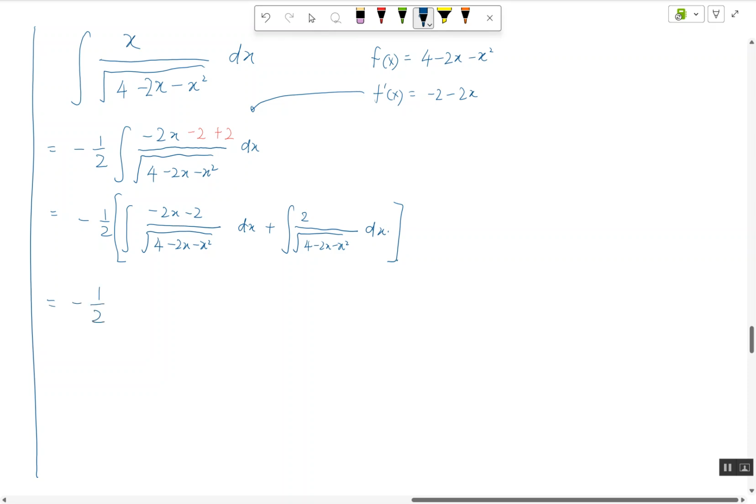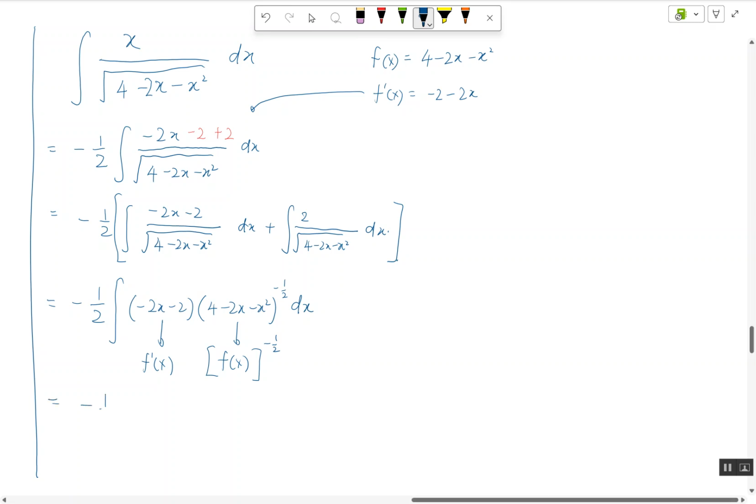Now because this is a square root, I cannot use f prime x over fx. I have to bring it up. This is minus 2x minus 2, as well as 4 minus 2x minus x square to the power of negative half dx. So I think this is my fx. Is this my f prime x? Yes, this is my f prime x. In fact, to help you better, always write this is fx to the power of what first? Okay, so I'm just going to settle this guy.